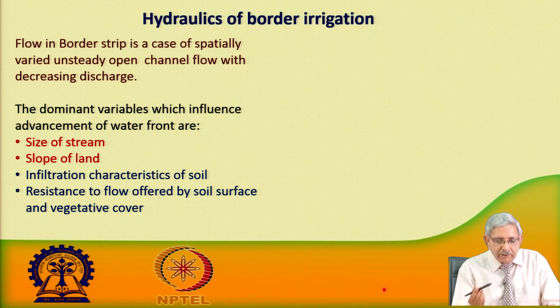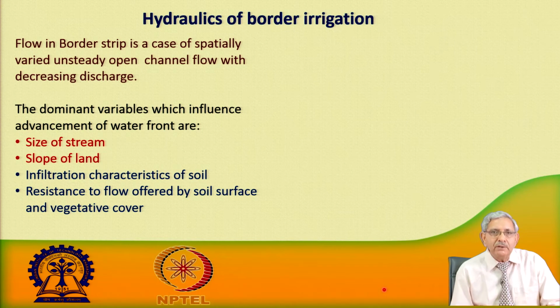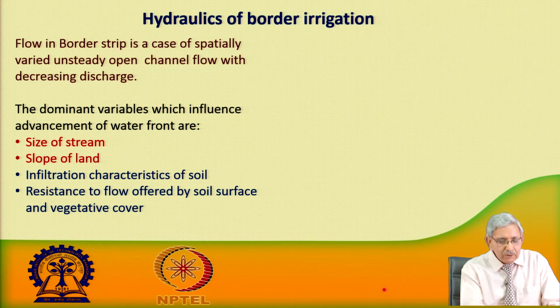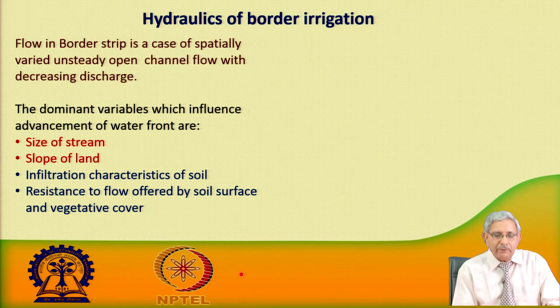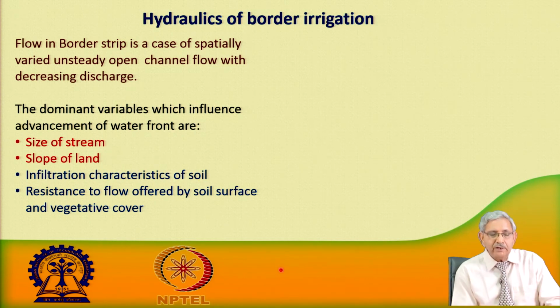What are the different variables which influence the movement of water, the advancement of the waterfront? It will depend upon the size of the stream, the slope of the land, the infiltration characteristics of the soil, that is, the type of soil, and then the resistance to flow offered by the soil surface and vegetation cover.